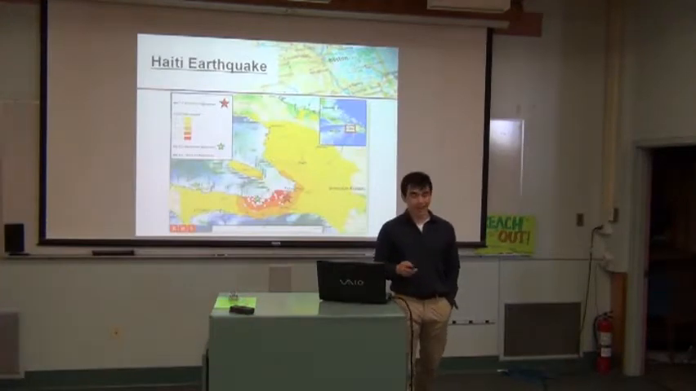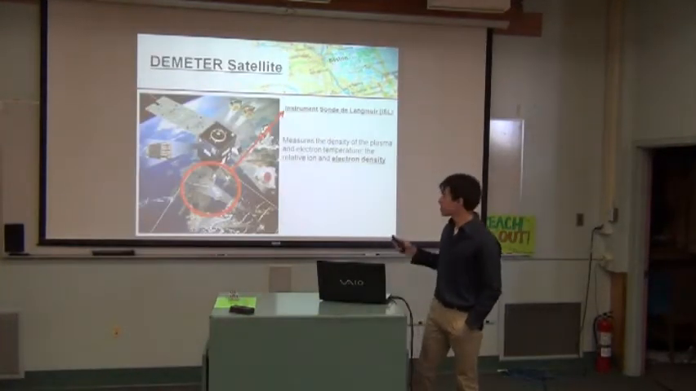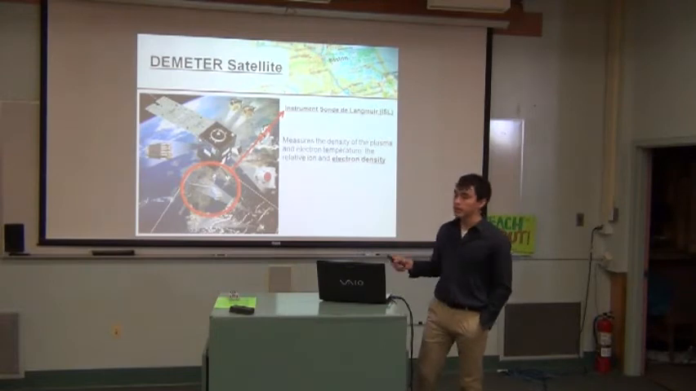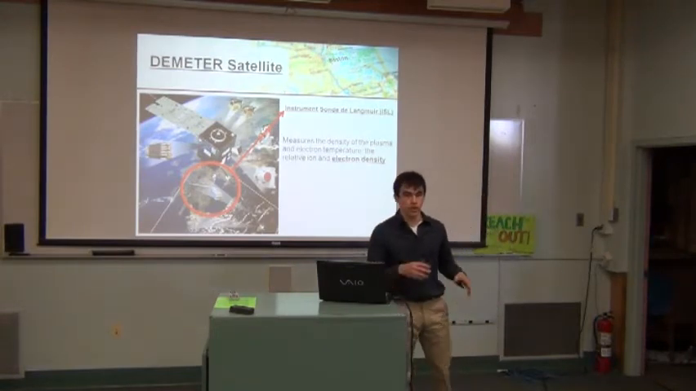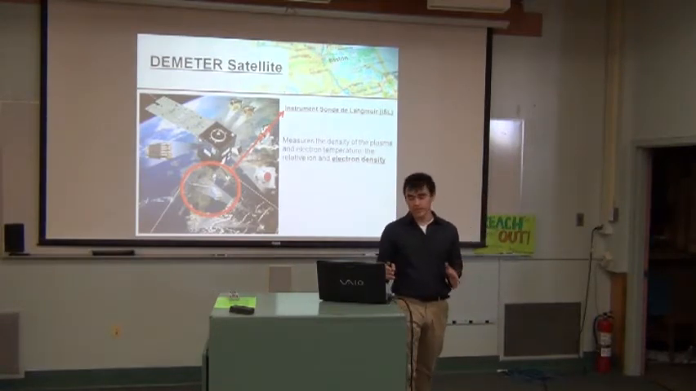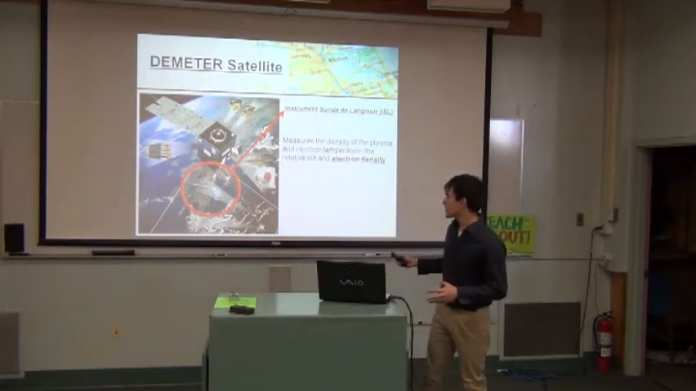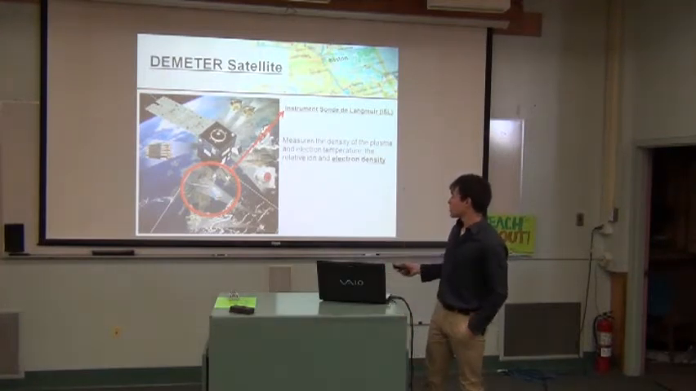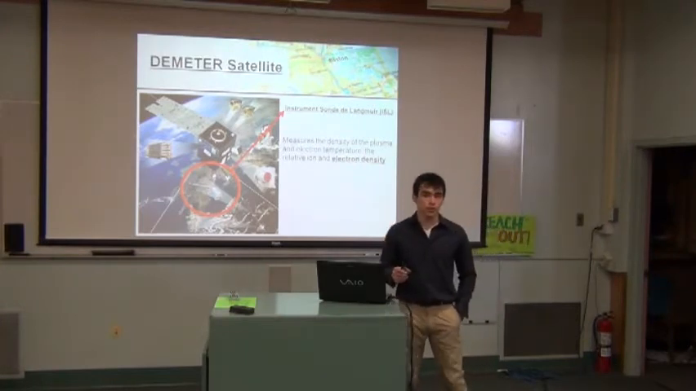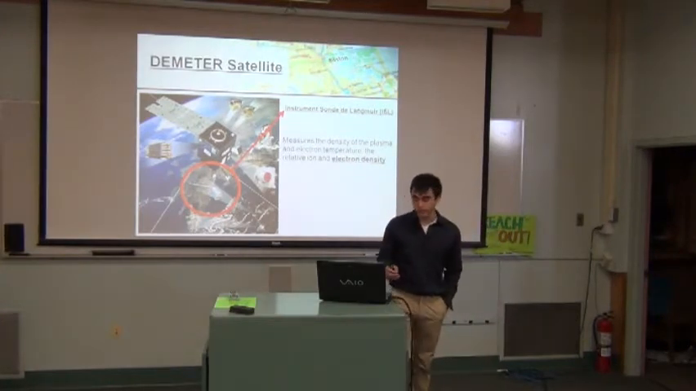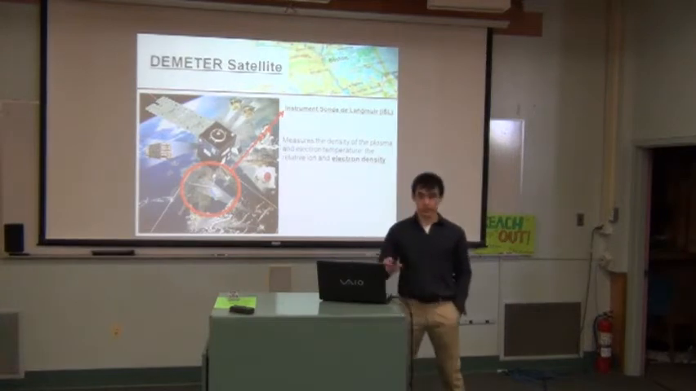So in order to get the actual electron density, there was this Demeter satellite that was orbiting above Haiti around the time of the earthquake. And this satellite was carrying various scientific equipment. Primarily, what I'm interested in is this ISL probe, which measures electron density, which of course is really good.